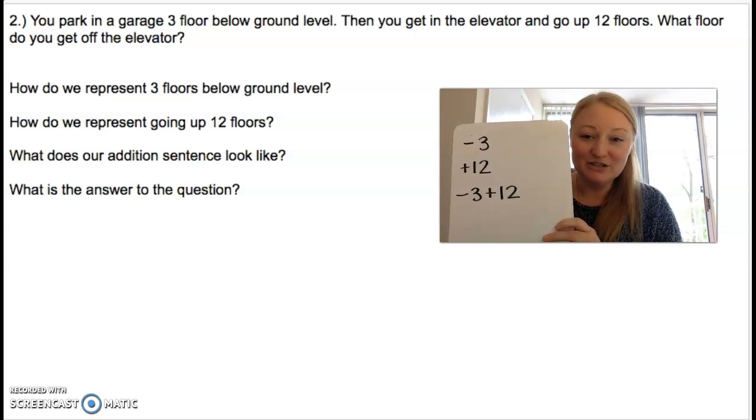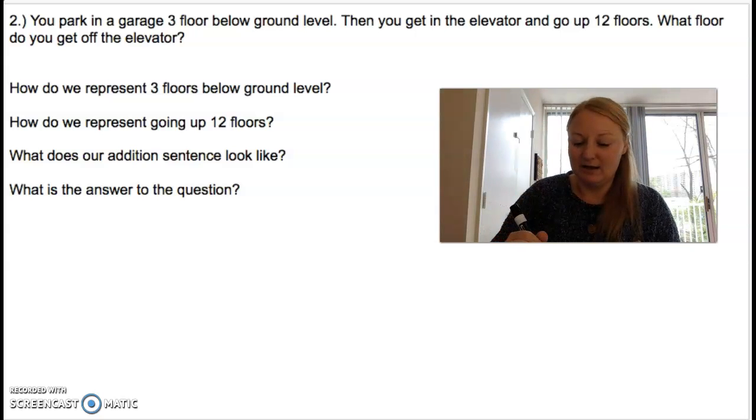So when my signs are different, I'm actually going to subtract. So I'm going to think of them just like absolute value, the absolute value of each one. So 12 minus 3 is 9, so I have subtracted them.